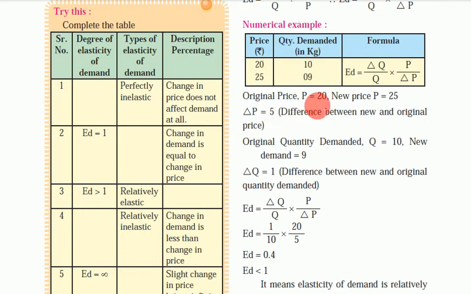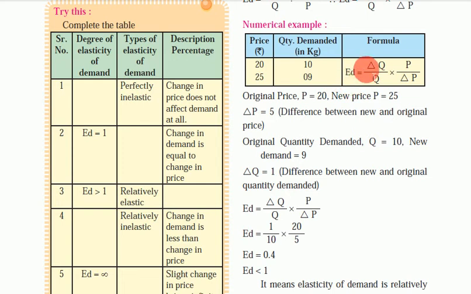Original price is 20, new price is 25. The difference will be 25 minus 20, so 5 is the change in price. It is denoted by triangle P, that is, the change in price. Now the original quantity demanded was 10 and the new quantity demanded is 9. The difference will be 1. Now by applying the formula we will calculate the elasticity of demand.